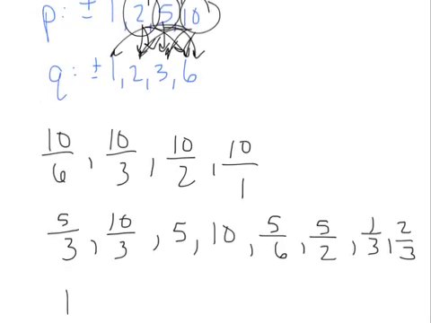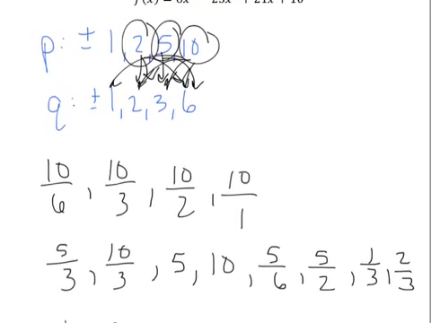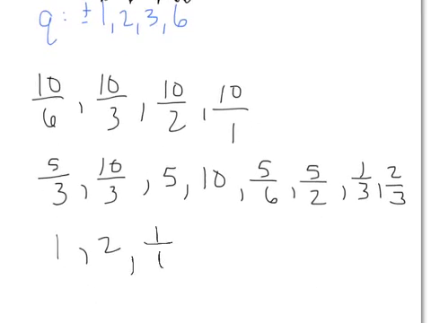And then finally, the last one, we'll do 2 over 1, which is just 2, and that has not been listed either. And then finally, the last possibility is taking 1 and putting it over all of these. So we've got 1 over 6, 1 over 3, 1 over 2, 1 over 1. 1 over 6 is new.